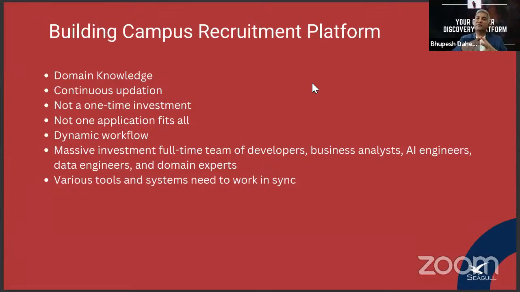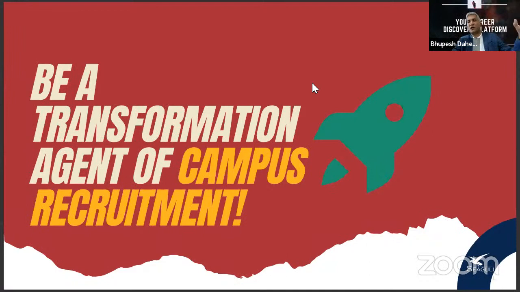And then you have to keep on doing pilots. Various tools and systems need to work in sync, because there are hundreds of knobs which you need to work in sync so that your system can deliver the perfect output, right? So we discussed one part, digitization, automation.